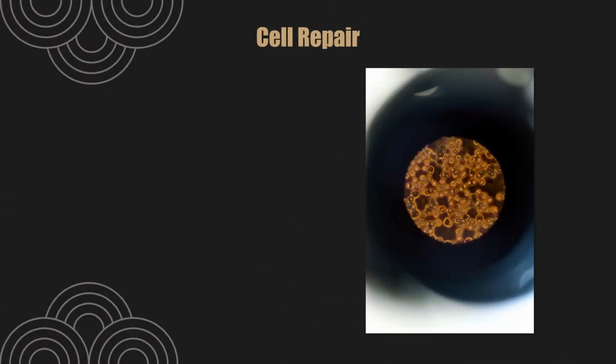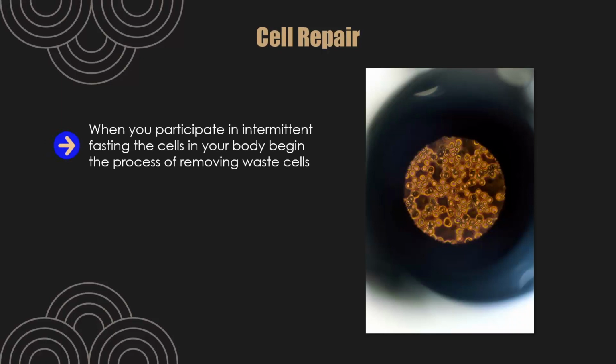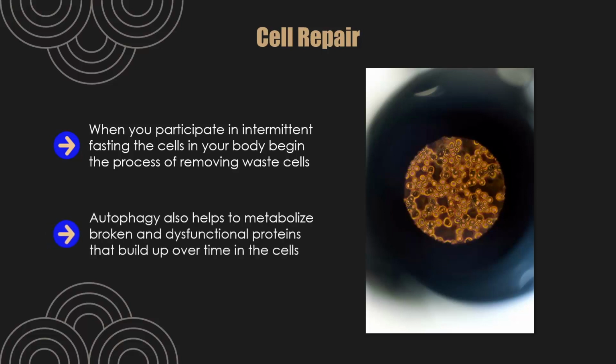Cell repair. When you participate in intermittent fasting, the cells in your body begin the process of removing waste cells. This process is called autophagy. It is all about the breaking down of the cells in your body. Autophagy also helps to metabolize broken and dysfunctional proteins that build up over time in the cells.